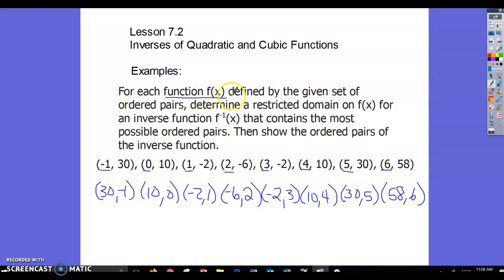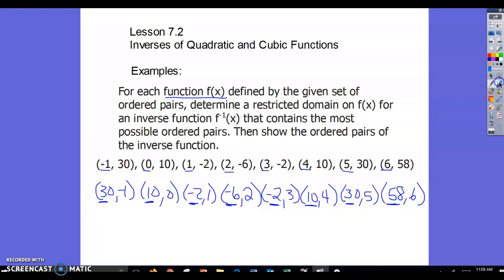For each function defined by the given set of ordered pairs, determine a restricted domain for f of x. We're going to restrict this function for an inverse function that contains the most possible ordered pairs. Then show the ordered pairs of the inverse function. Now if we look, we've got 30, 10, -2, -6, -2. We've got 2 with -2, so we have to get rid of one of those. We've got 2 with 10, and we've got 2 with 30, and then 58.